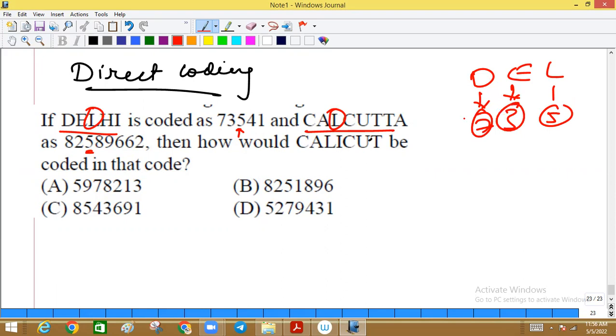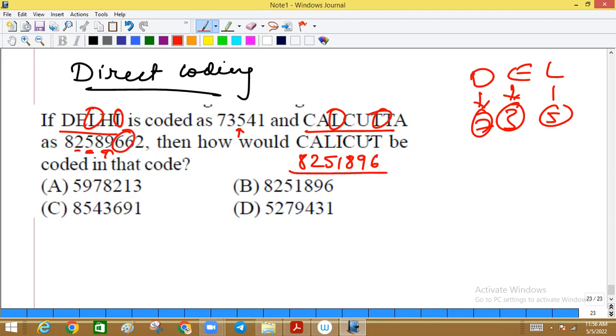In the same way, we should identify the code for Calicut. C is coding for what? 8. A coding for 2. L coding for 5. I is coding for 1. C is coding for again 8. U is coding for, where is U? U is here, 9. U is coding for 9. And T is coding for what? 6. So your answer is this one. So this is called direct coding.